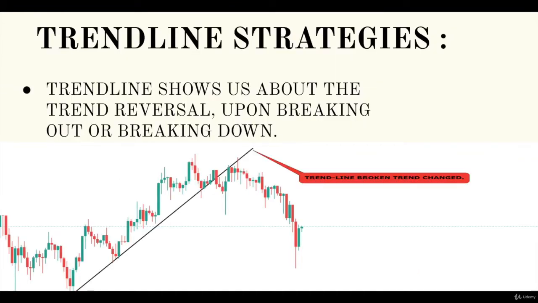Now trend line strategies. A trend line shows us the trend reversal upon breaking out or breaking down. As you can see, this is an uptrend. The price is getting tapped each time and then bouncing back. Whenever the trend line gets broken, it indicates a trend reversal. And as you can see, the price then dropped all the way down. The trend line got broken, retested and now it's heading towards the downside. So the trend line shows us the trend reversal.